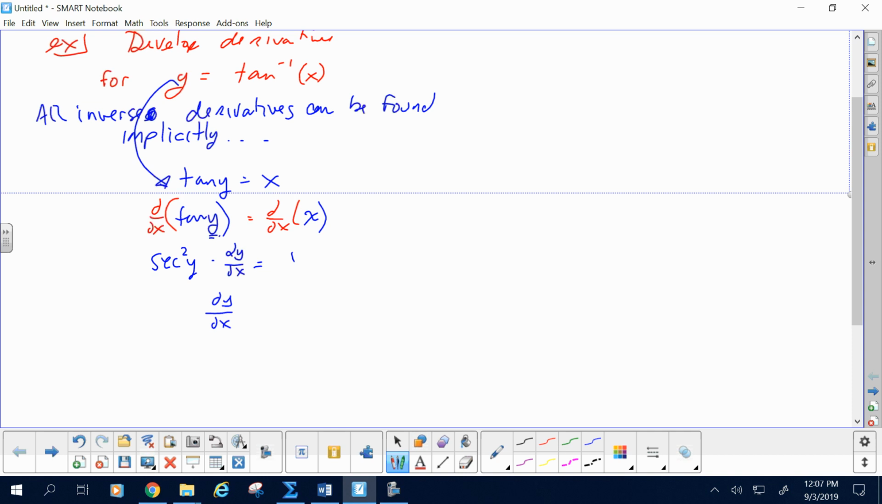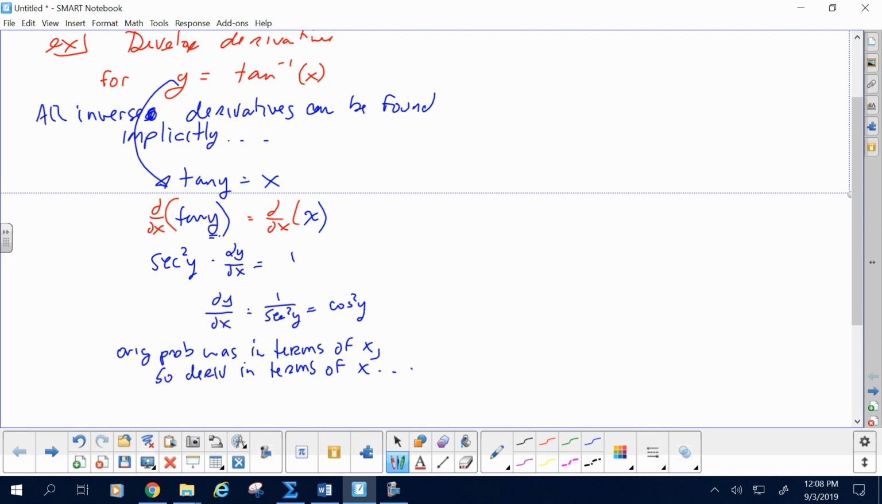There are two ways to go from there. I could either say dy/dx is 1 over secant squared, or perhaps even cleaner would be just to say plain old cosine squared. Cosine squared of what? Am I done? You are not done. The original problem was in terms of x, so the derivative should be in terms of x. So great. I want to replace cosine of y with something x-ish.